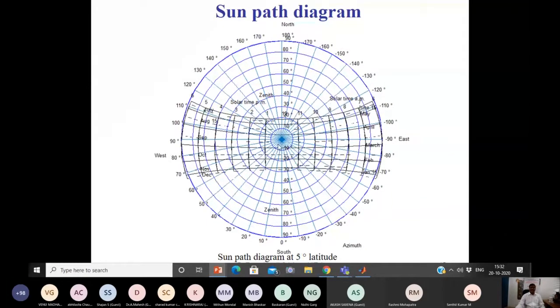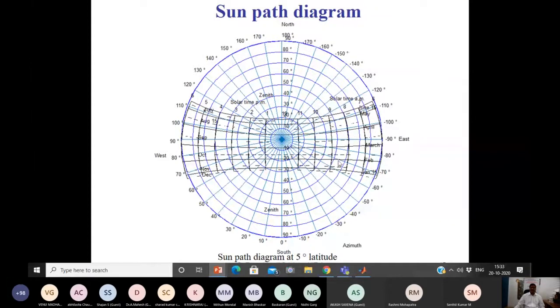If the location is changed, let us say the sun path diagram is prepared at 5 degrees latitude, very close to the equator. What we are seeing here is that there is one particular day when the observer can feel the zero zenith angle. This zero zenith angle comes two times, because we are moving from January to June, and again June to December. From here to here is a 6 months duration. From top to bottom is a 6 months duration.